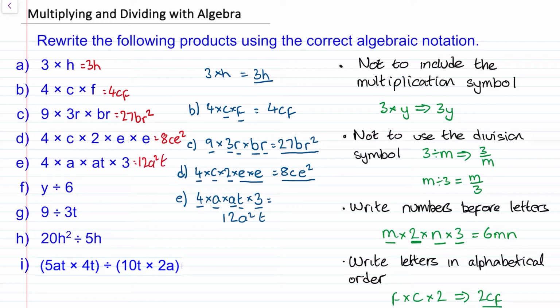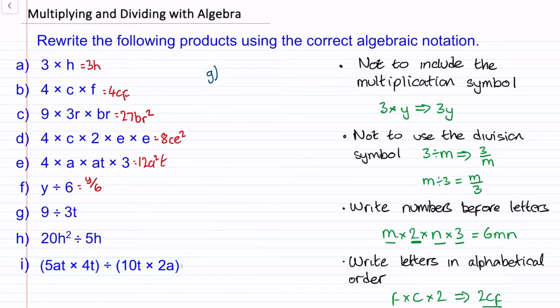Okay, for question F, we have y divided by 6. Now we're going to use our second rule, where we write it as a fraction. We're dividing it by 6, so this is our denominator. So we have y over 6. I'm just going to tidy this up so we have more room.